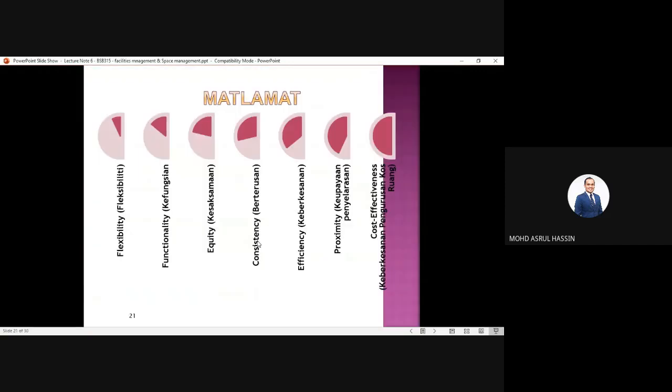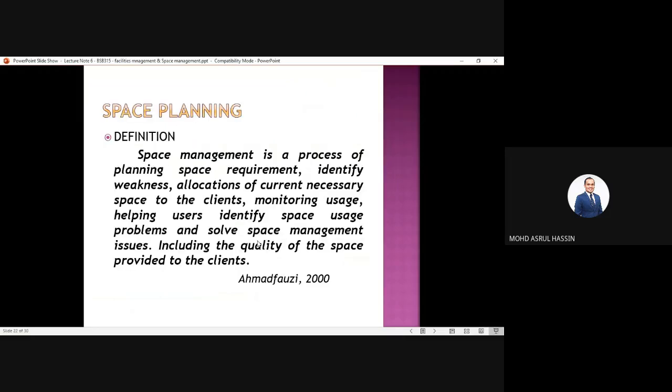The objectives of space management: flexibility, functionality, equity, consistency, efficiency, proximity, and cost effectiveness. Space management is a process of planning space requirements, identifying weaknesses, allocating current necessary space to the clients, monitoring usage, helping users identify space usage problems and solve space management issues, including the quality of the space provided to the clients.